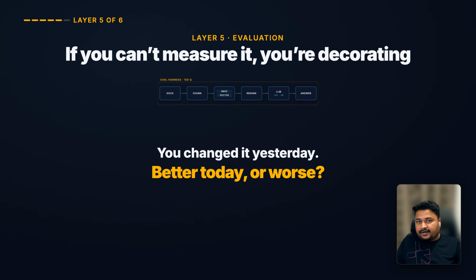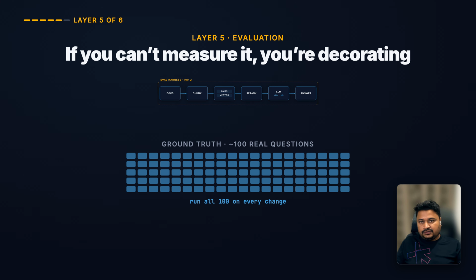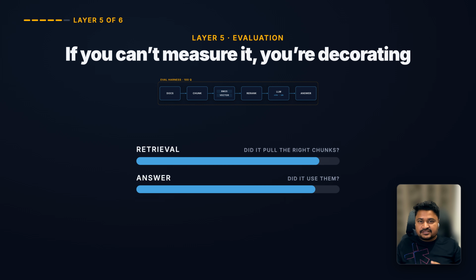Here's how you fix that. You sit down once and write about 100 real questions with the answers you know are correct. That's your ground truth. Every time you change anything, chunking, search, the re-ranker, you run all 100 and you measure two things separately. This is the key. One, did the search pull the right chunks? Two, did the final answer actually use them and get it right? Because when your answer is wrong, you need to know which half broke.